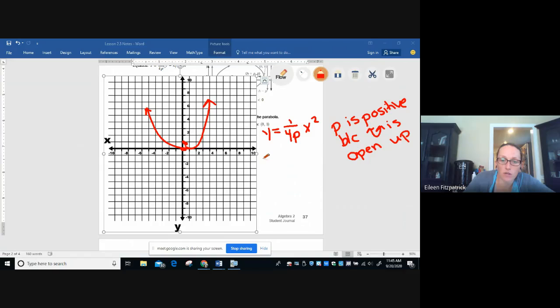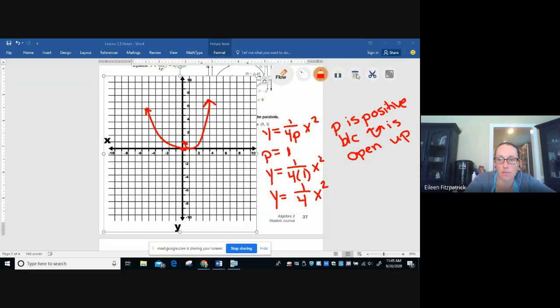So the p-value, remember I keep saying, the p-value is the distance from the vertex to the focus or from the vertex to the directrix. Well, there's 1 unit between the focus and the vertex, so p is equal to 1. So I plug 1 in for p and it becomes 1 over 4 times 1 x squared, and then just clean up by multiplying. So y equals 1 over 4 x squared. Okay, and that's it for that problem.